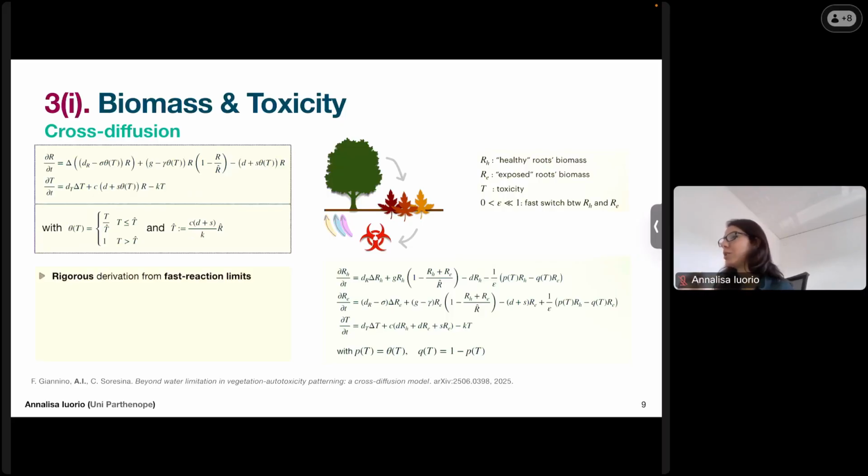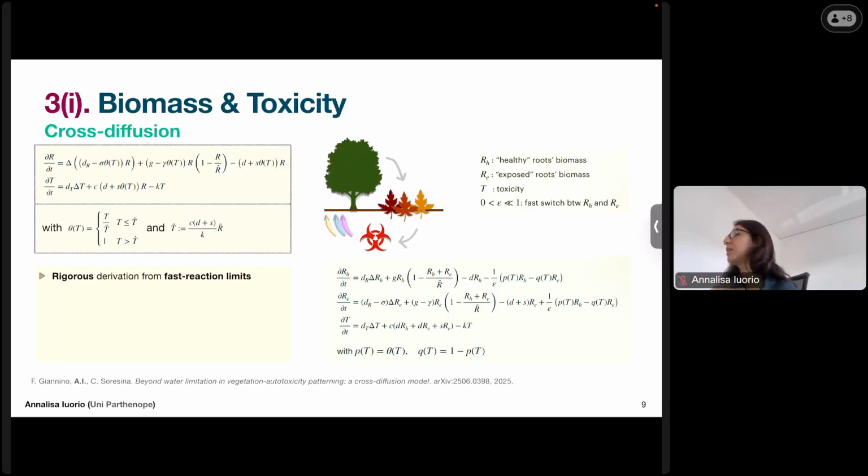And at this stage, in the equations for the healthy and the exposed roots, you are only including the fact that the healthy roots have their reaction part, have their diffusion part, but also this term that has this prefactor of 1 over epsilon with these transition functions P and Q. I didn't have the space or the time to detail this more, but these transition functions regulate how healthy roots can become exposed, and in turn how exposed roots can get back to being healthy. And this happens when they meet toxicity, in a sense.